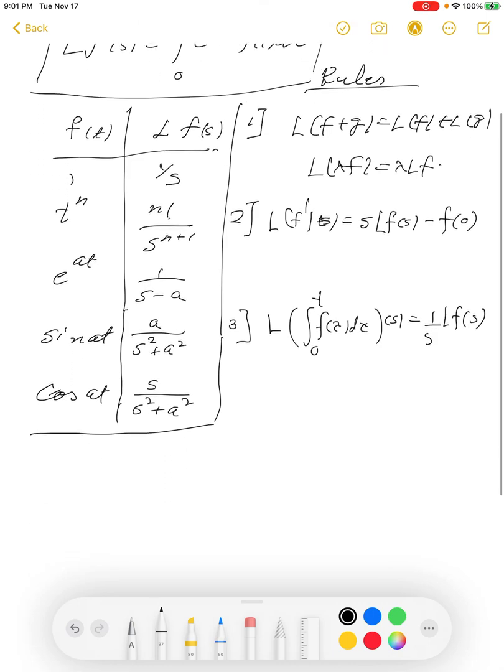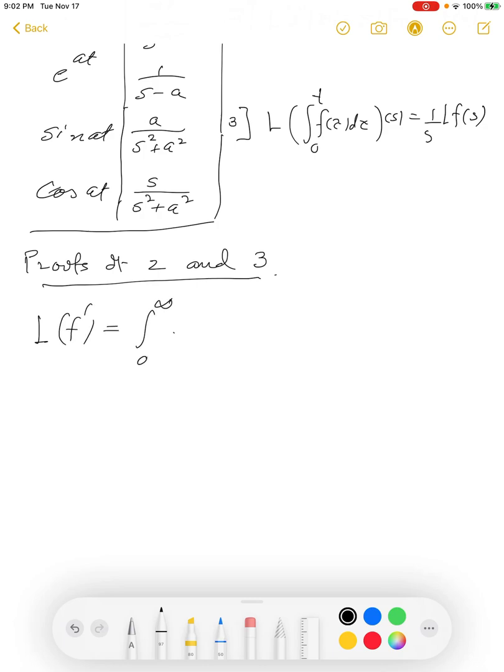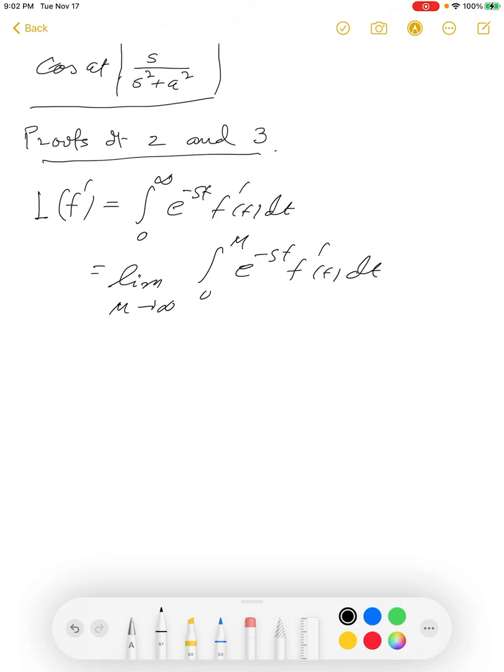So let's see the proofs of these two results. Proofs of 2 and 3. So let me quickly prove this. If I look at the Laplace transform of f prime, this is the integral from 0 to infinity of e to the minus st f prime(t) dt, which is interpreted as the limit as m tends to infinity of the integral from 0 to m of e to the minus st f prime(t) dt. And now I'm going to apply integration by parts by integrating f prime first.